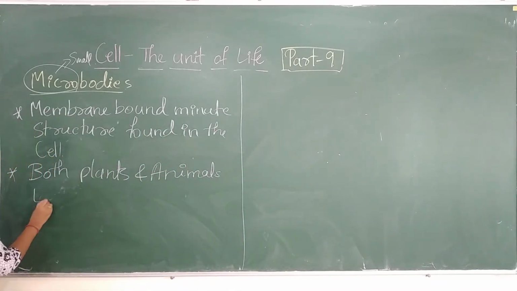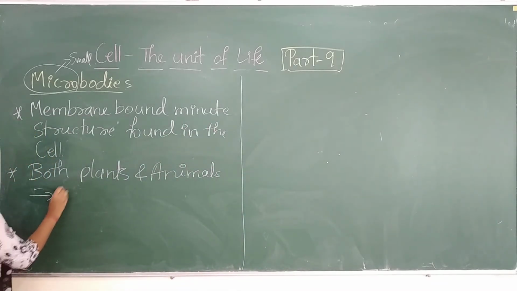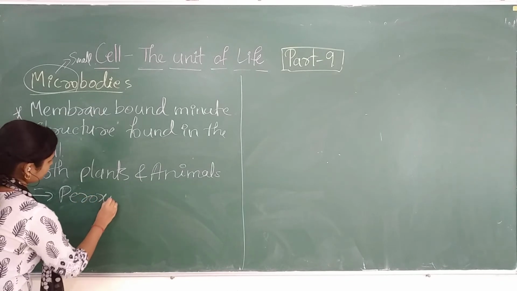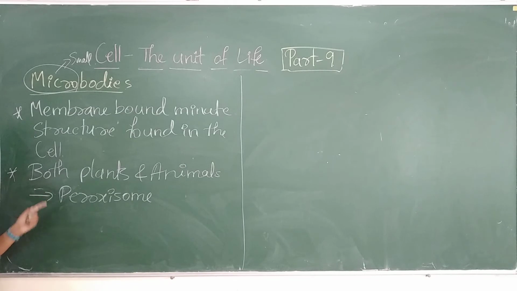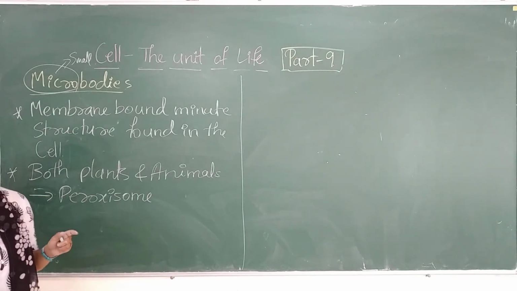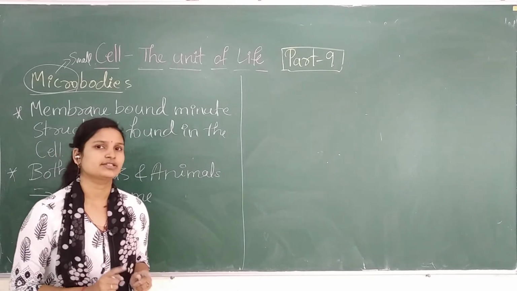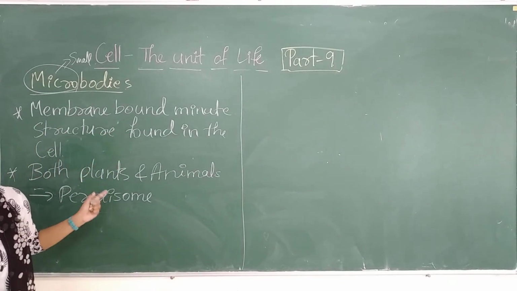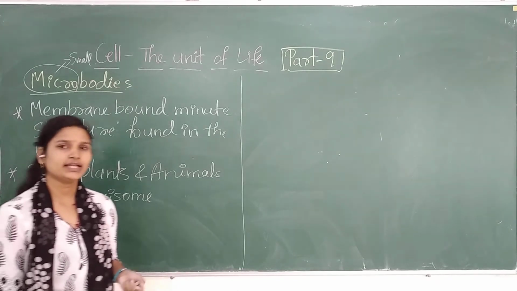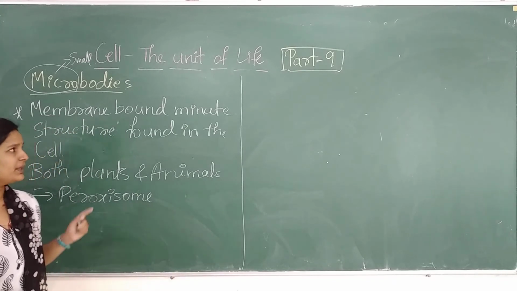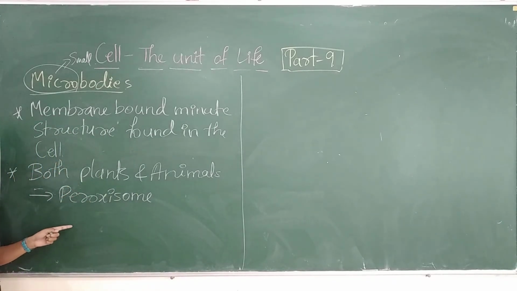Okay, peroxisome, glyoxysome. That will be coming under your microbodies, which are present in both plants and animals. It is all about your microbodies, a very small portion, but peroxisome, glyoxysome, everything you will study in detail. For the time being, remember, in the cell there will be presence of microbodies.